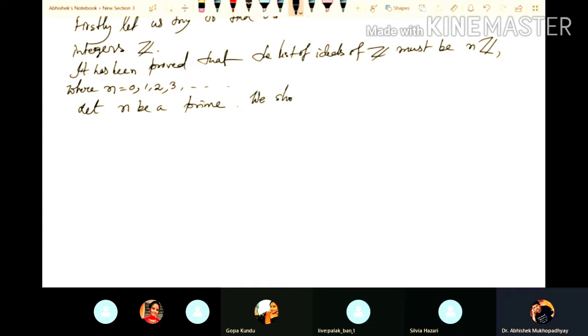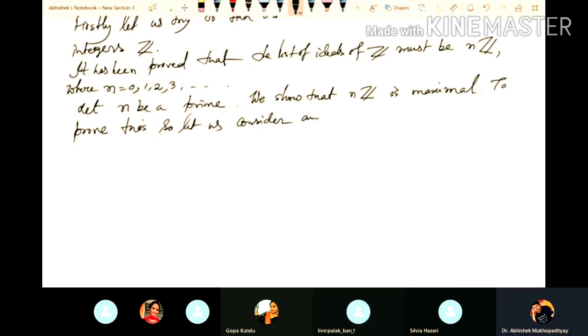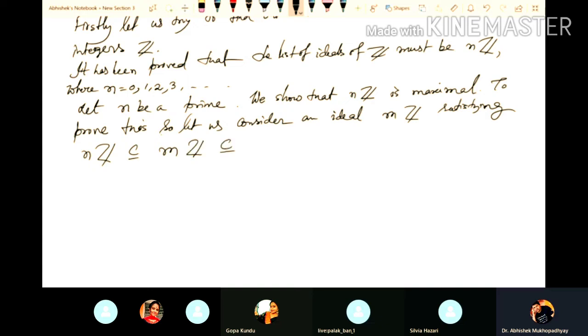And we show that for this prime n, the ideal nZ is maximal. So this is our first guess of what the maximal ideals should be. That is, if we consider a prime n, then nZ will be maximal. To prove this, let us consider an ideal mZ satisfying that mZ lies in between nZ and the ring of integers, satisfying nZ is a subset of mZ, subset of Z.